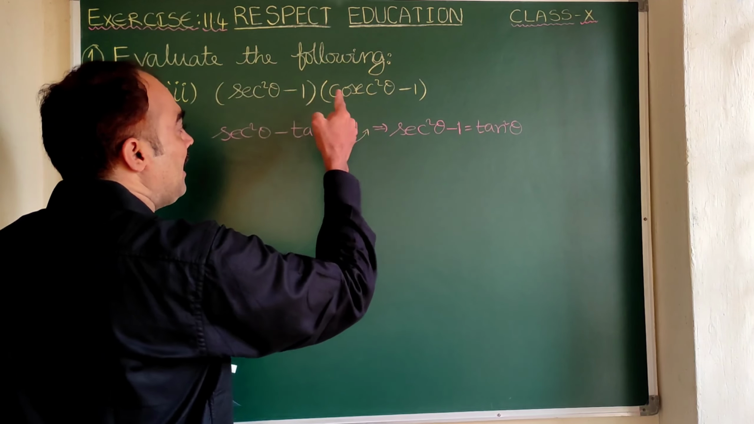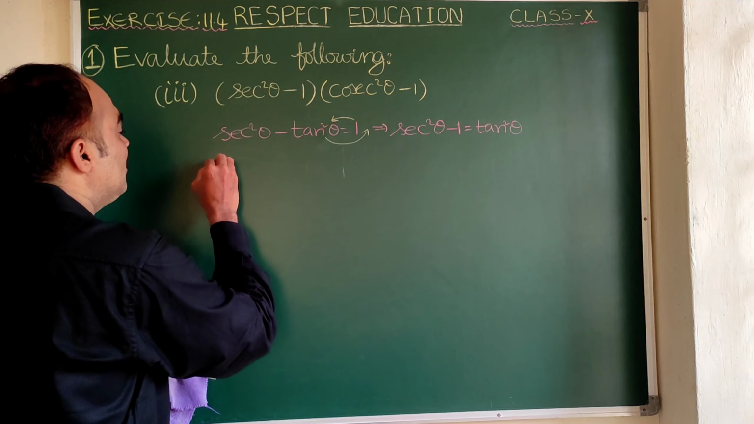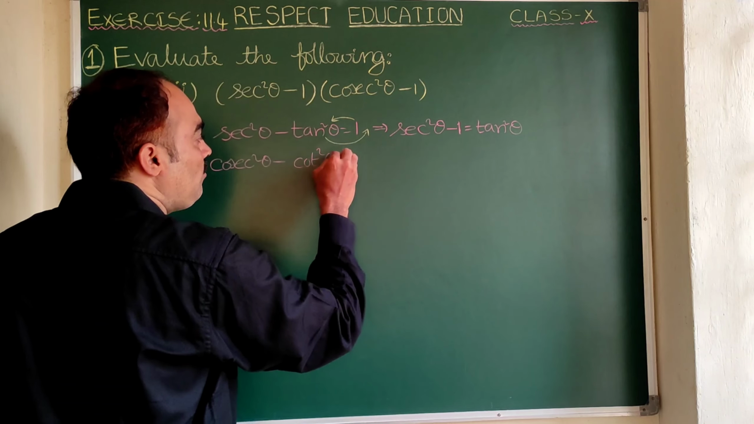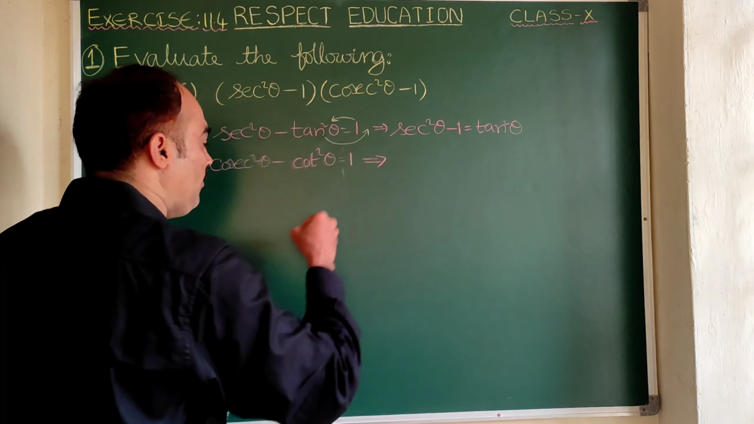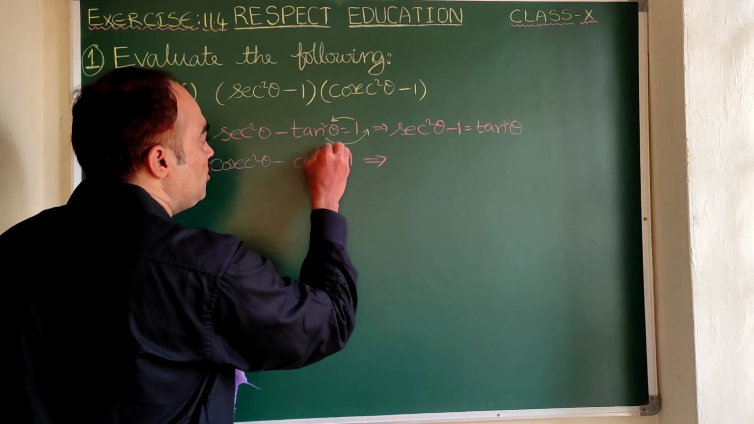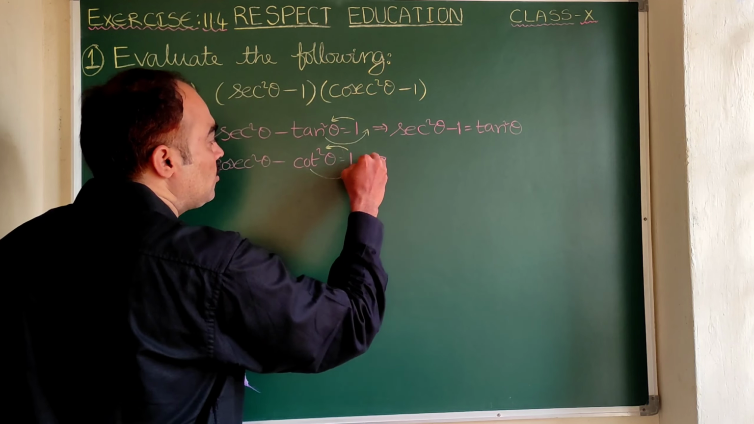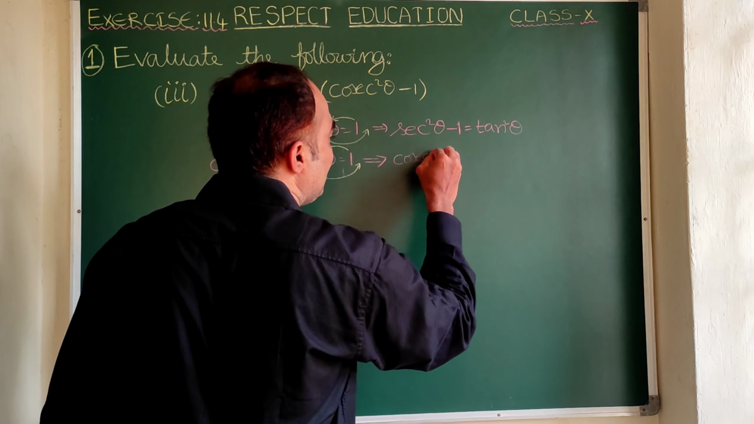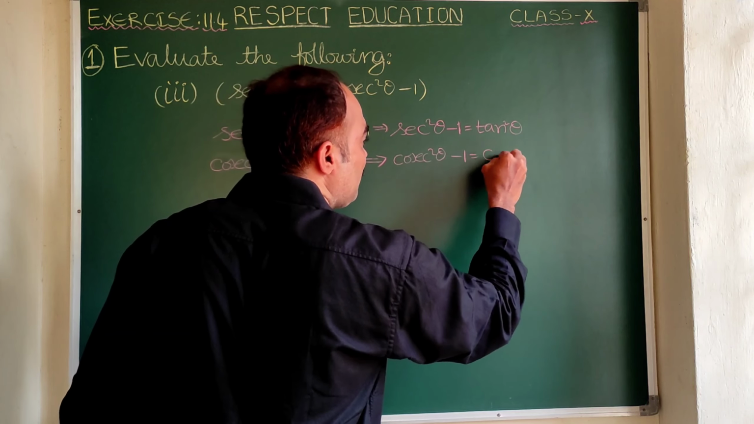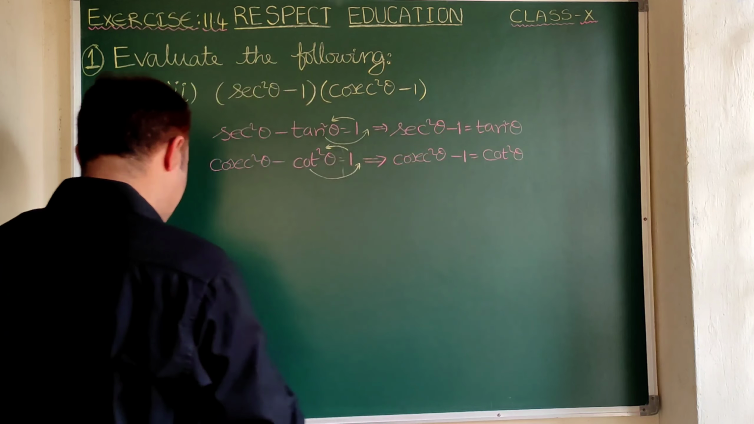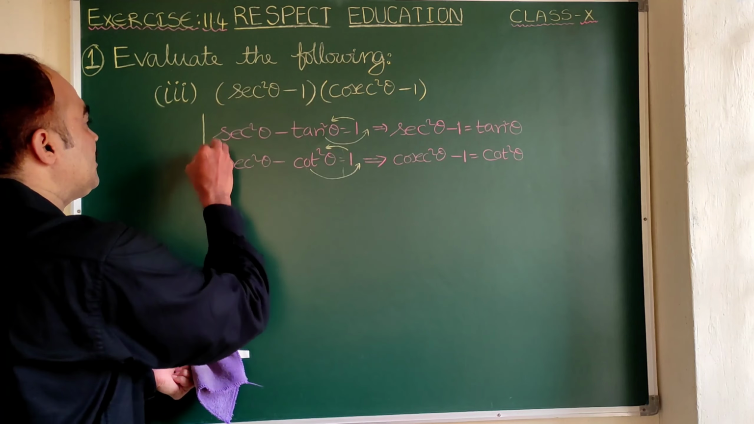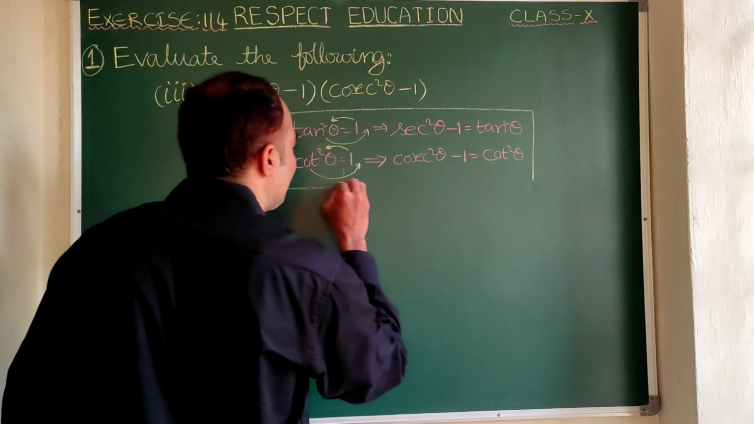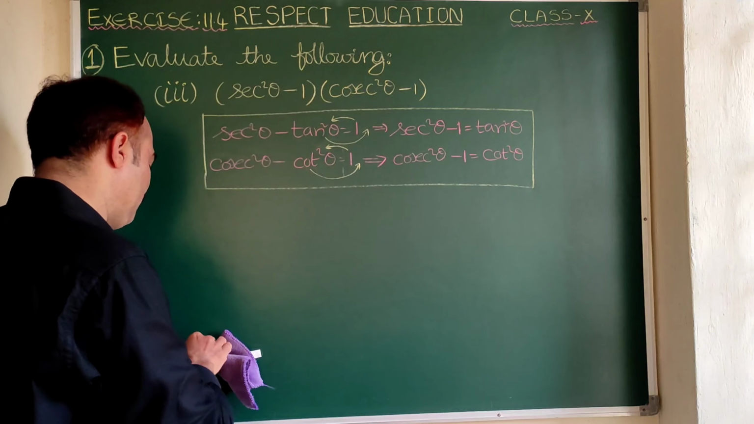Similarly, we have one more formula, another trigonometric identity, that is cosecant square theta minus cot square theta is equal to how much? 1. Let us do the same operation for this also. This 1 you bring to this side and cot square theta send to right side. Then what will happen, can you tell me? Cosecant square theta minus 1 is equal to cot square theta. Is it clear? So based on these formulas, we are going to solve this problem now.